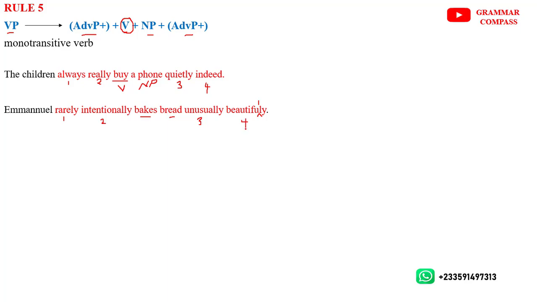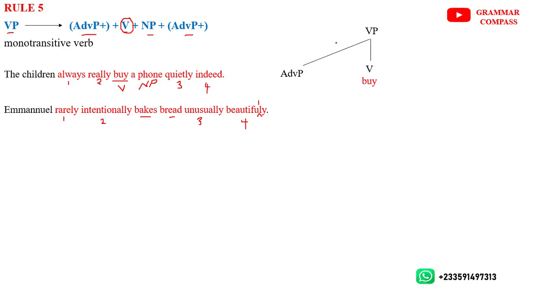Let us draw 3 diagrams for the first part. Always really buy a phone, quietly indeed. Here we have our verb phrase because the whole of this is a verb phrase. This verb phrase consists of a head word, which is a verb, buy. We draw our branch and represent the head word, buy. This head word here, the buy, has modifiers. It has 2 modifiers. Both of them are adverb phrases.